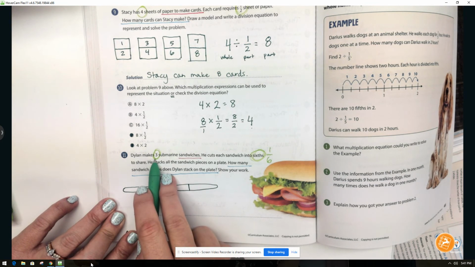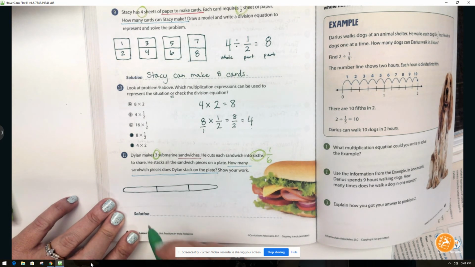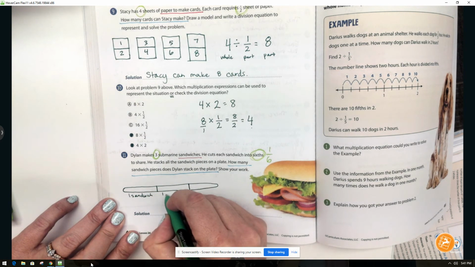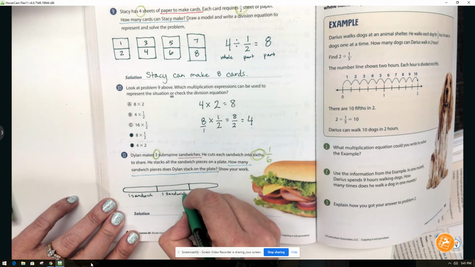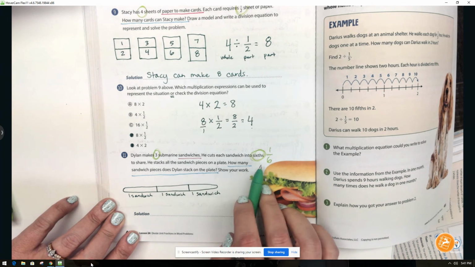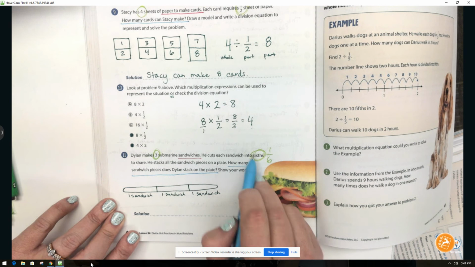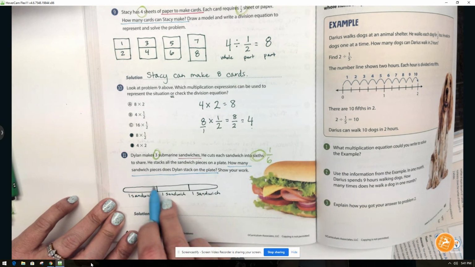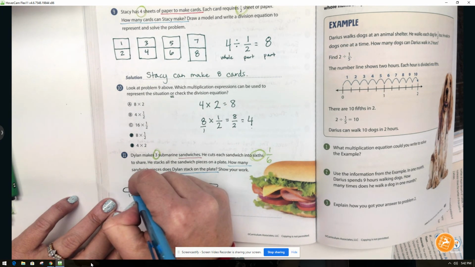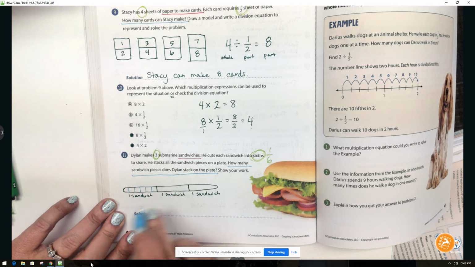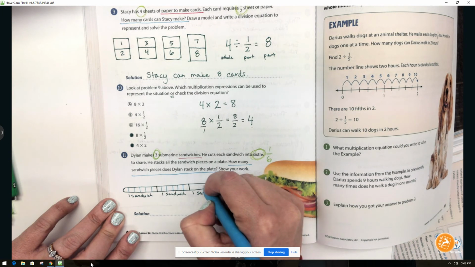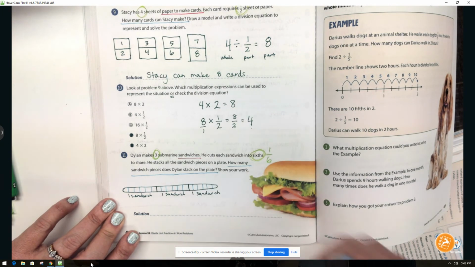But really, we're looking at 3 sandwiches that are put together. So this is one sandwich. This is another sandwich. And this is the final sandwich. Now, we're going to break those sandwiches into sixths. So that means that one sandwich is going to be broken into 6 equal parts. So that sandwich is broken into 6 parts. This sandwich is broken into 6 parts. And this sandwich is broken into 6 parts.